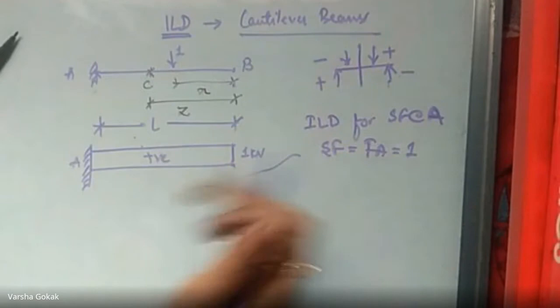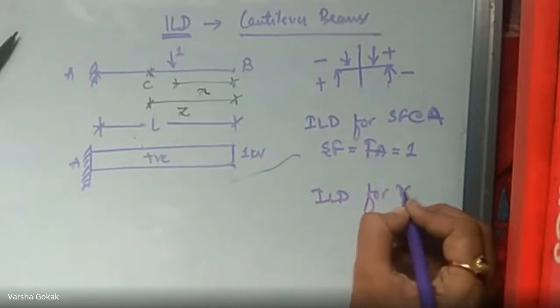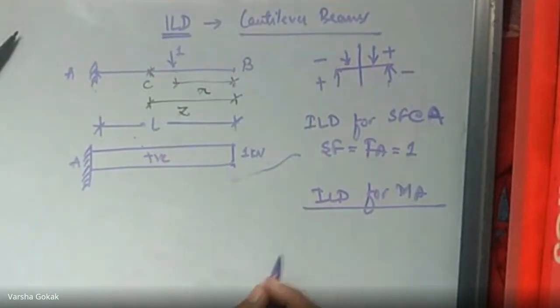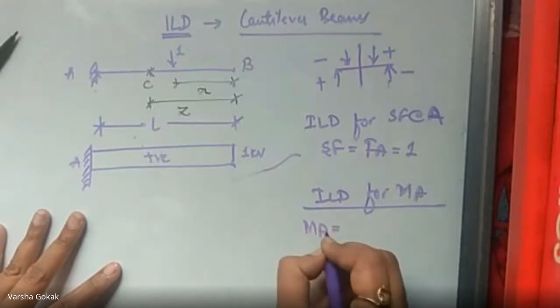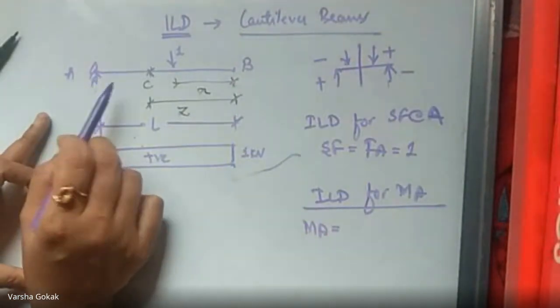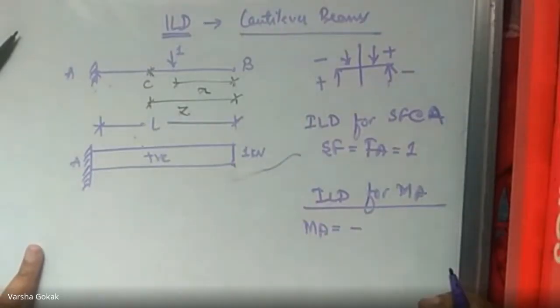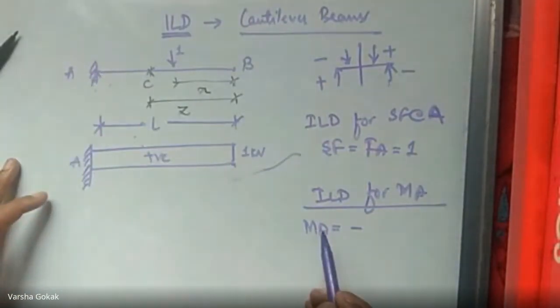This is the diagram. Next, we will try to draw the influence line diagram for the bending moment at A. First, let us write the equation for bending moment. When I'm writing moment at A, tell me, is the cantilever beam going to hog or sag? Hog. So I will have a negative. First, I will put the sign. The cantilever beam is going to bend like this, which is hogging, so minus.